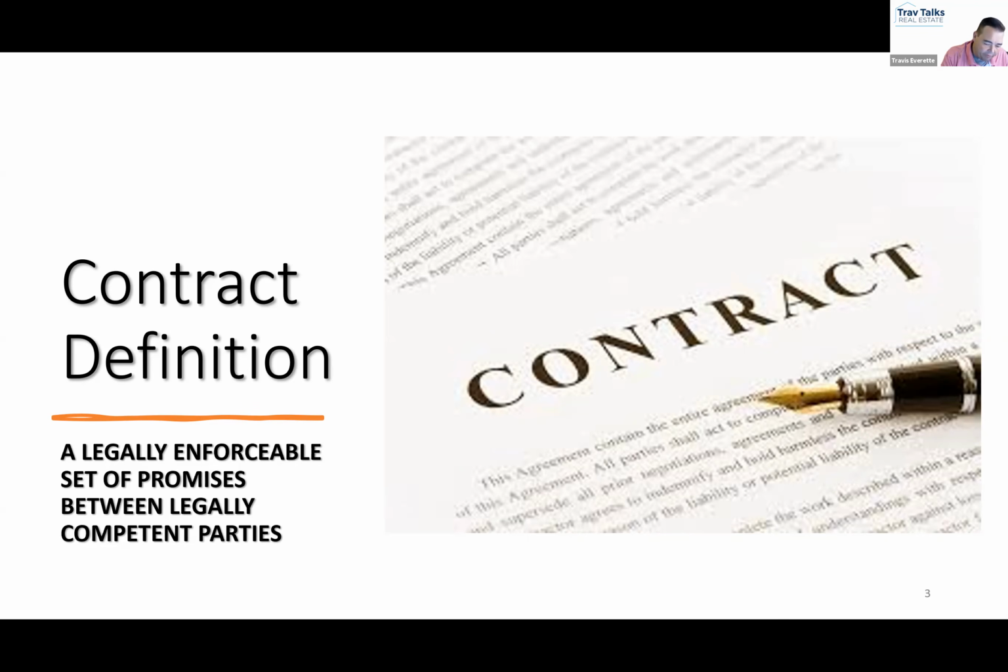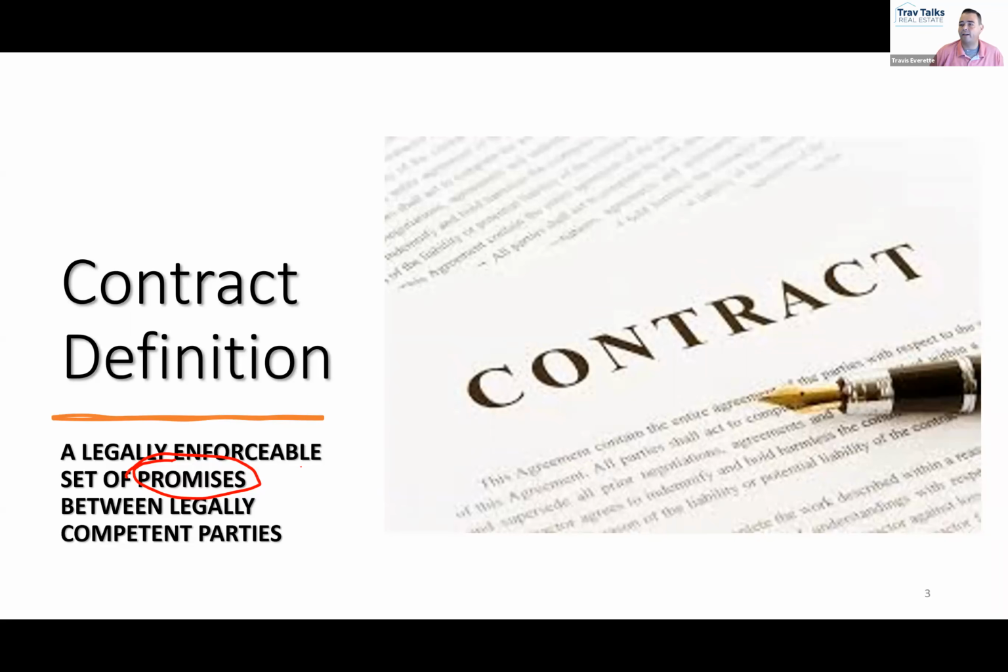Here's the word we've got to focus on: promises. A contract is a set of promises between two parties. It could be one promise. It could be 10 promises. It could be one side promising to do something. It could be both sides promising to do something for each other. But always at the end of the day, it's a set of promises. Does that make sense for everybody so far?